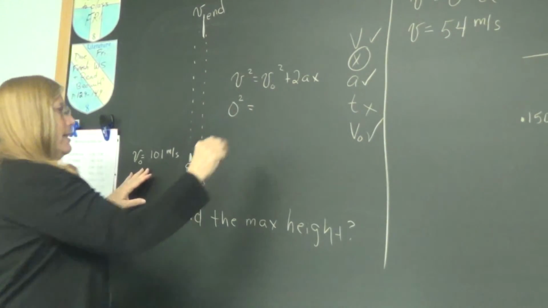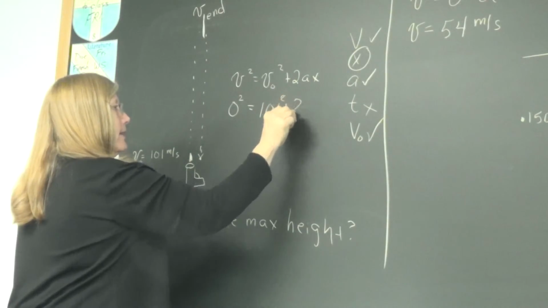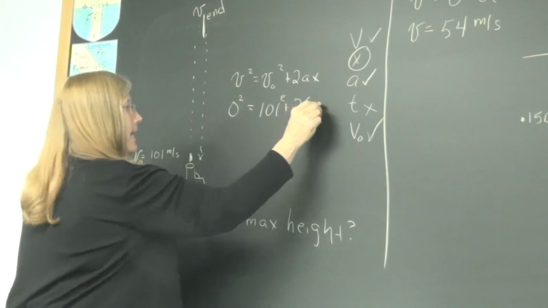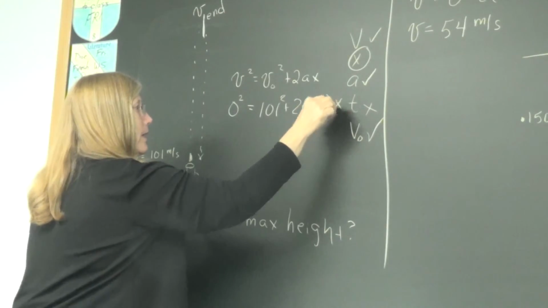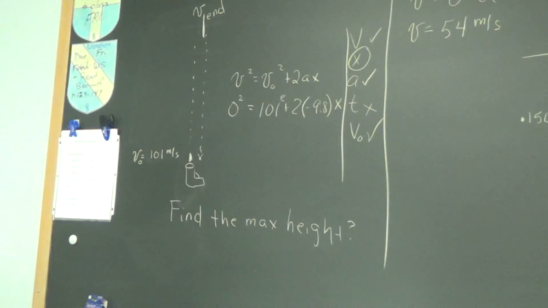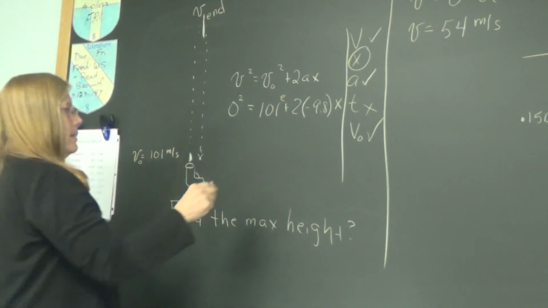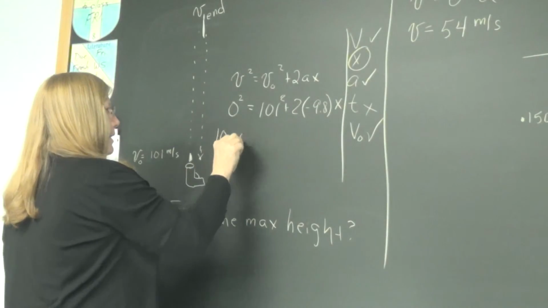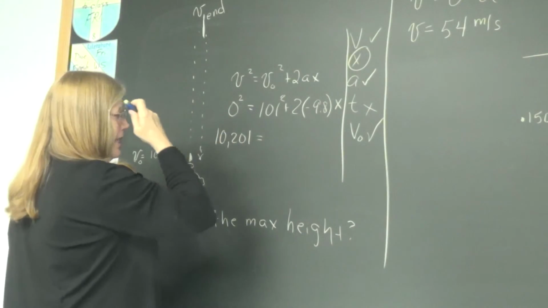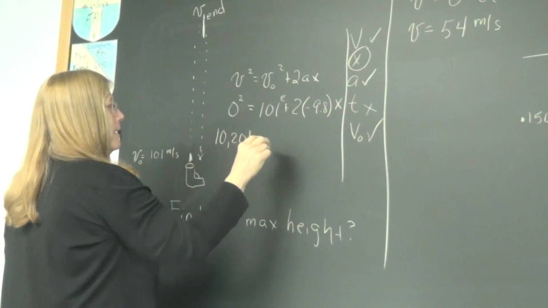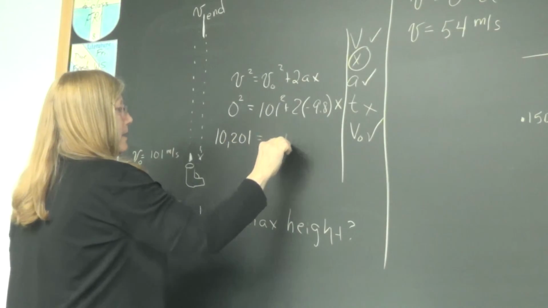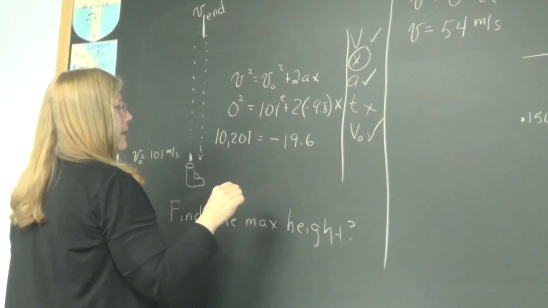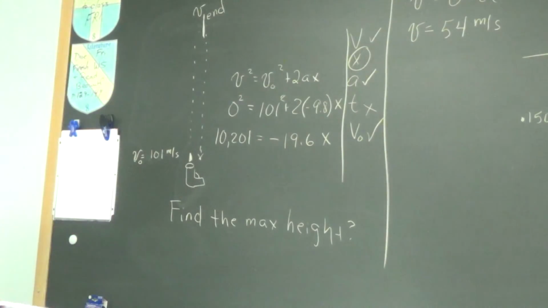Then the initial velocity I gave was 101. Acceleration, negative 9.8, and x is what we're looking for. So, mathematicians, I need someone to square 101. Zach, what's 101 squared? 10,201. All right. And 9.8 times 2 is what? Negative 19.6. All right.